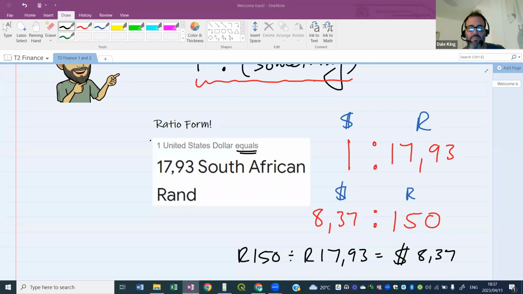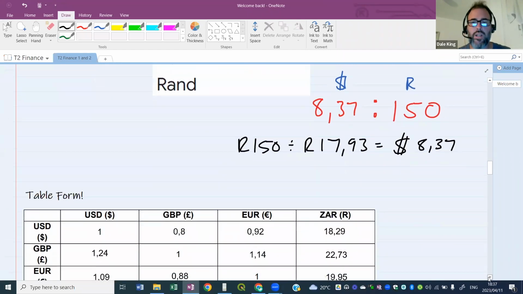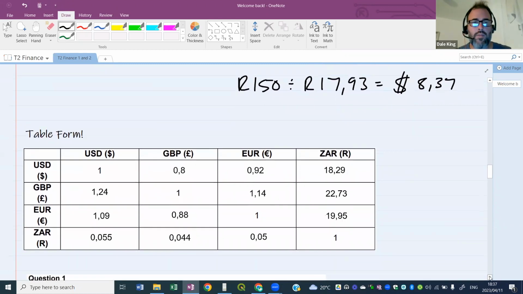All right. Let's get into the nitty-gritty now. Okay, so we understand how exchange rates work. We understand how they are expressed in ratio form. We know how to work with them. There's another way that they often give you exchange rates. It's in table form. So I've got one here, and I'm going to explain how it works, and then you guys are going to do some questions.